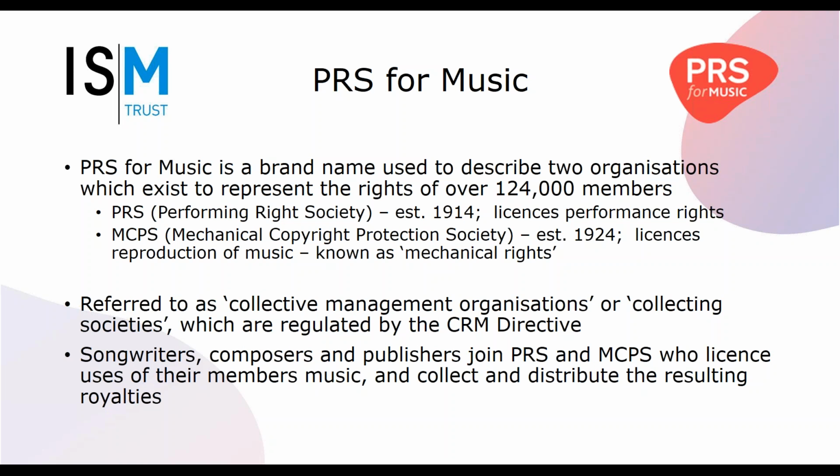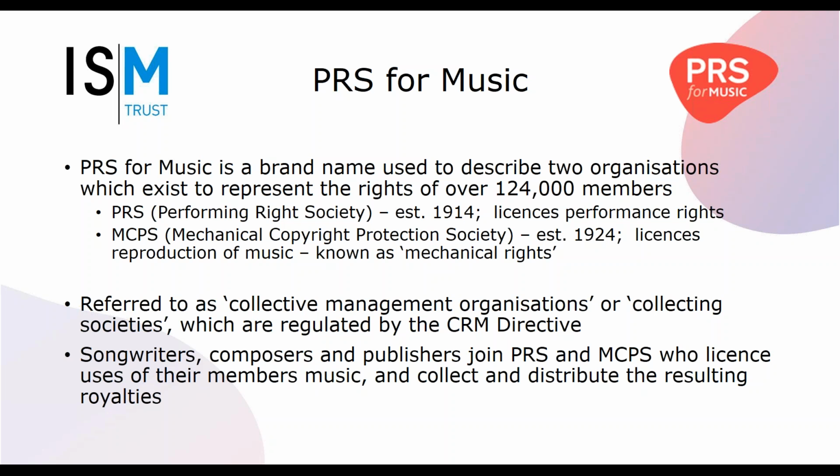PRS was founded in 1914 and is a private membership organisation owned by its members, and it licenses performance rights. MCPS was founded in 1924 and is a private organisation owned by the UK Music Publishers Association, which licenses reproduction rights known as mechanical rights. Together, PRS and MCPS have over 124,000 members, representing 14.7 million musical works. That's over 100 years of music played back to back.